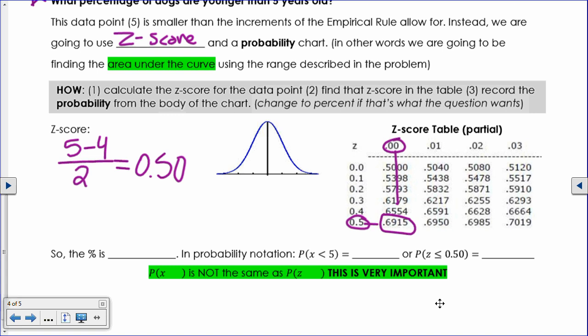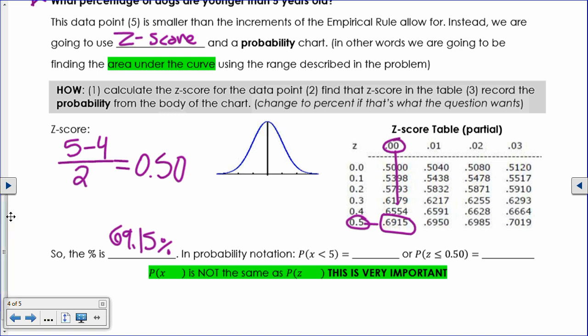So the answer is, let's write it in percent. That's the percentage, oh sorry, that's the probability. How would you write that as a percent? 69.15%. As a probability, you just leave it as the decimal.